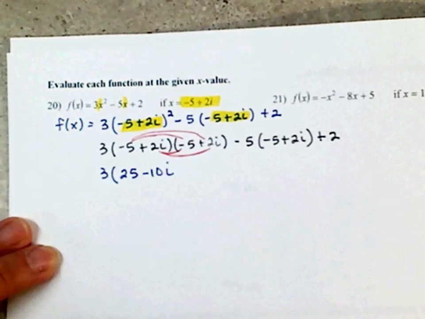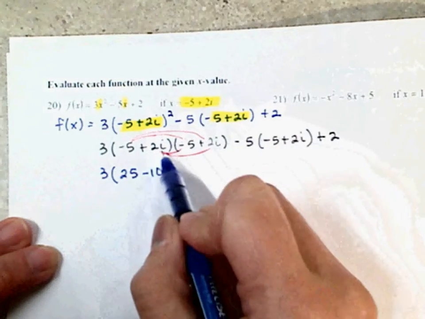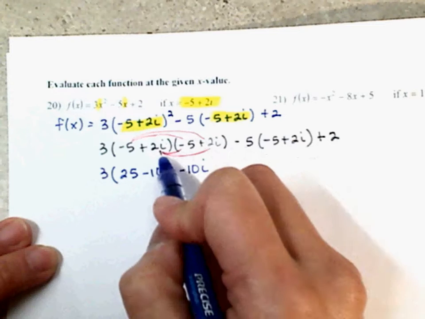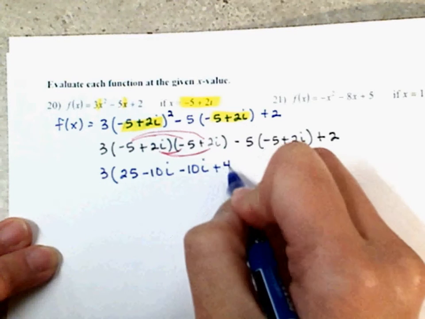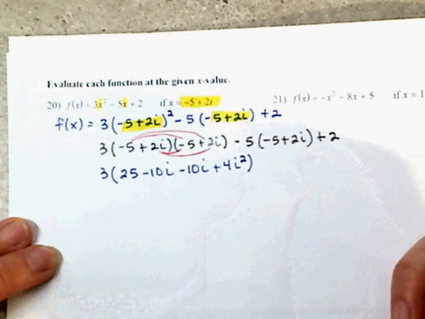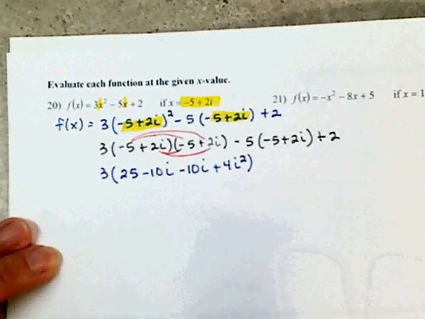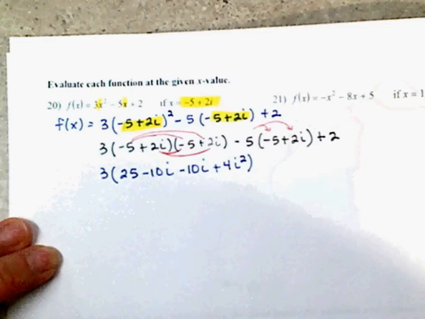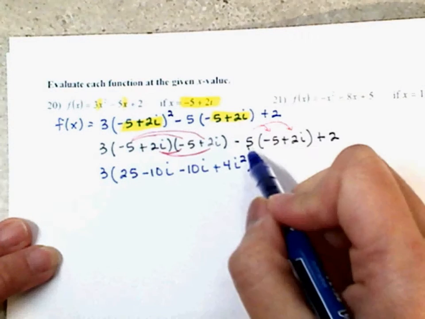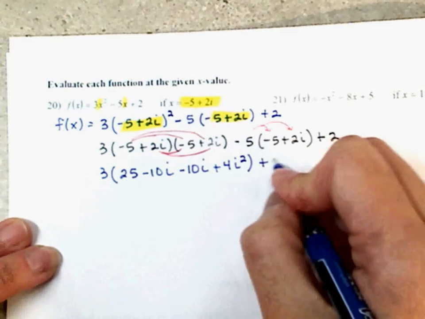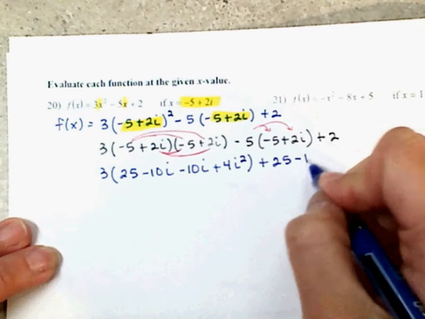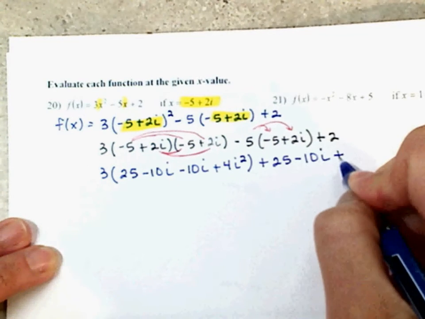So everything is accounted for. 2i times -5 is negative 10i. 2i times 2i is positive 4i squared. Keep going. I see another set of parentheses. Distribute those also. So -5 times -5 is positive 25. -5 times 2i is negative 10i plus 2. Okay.